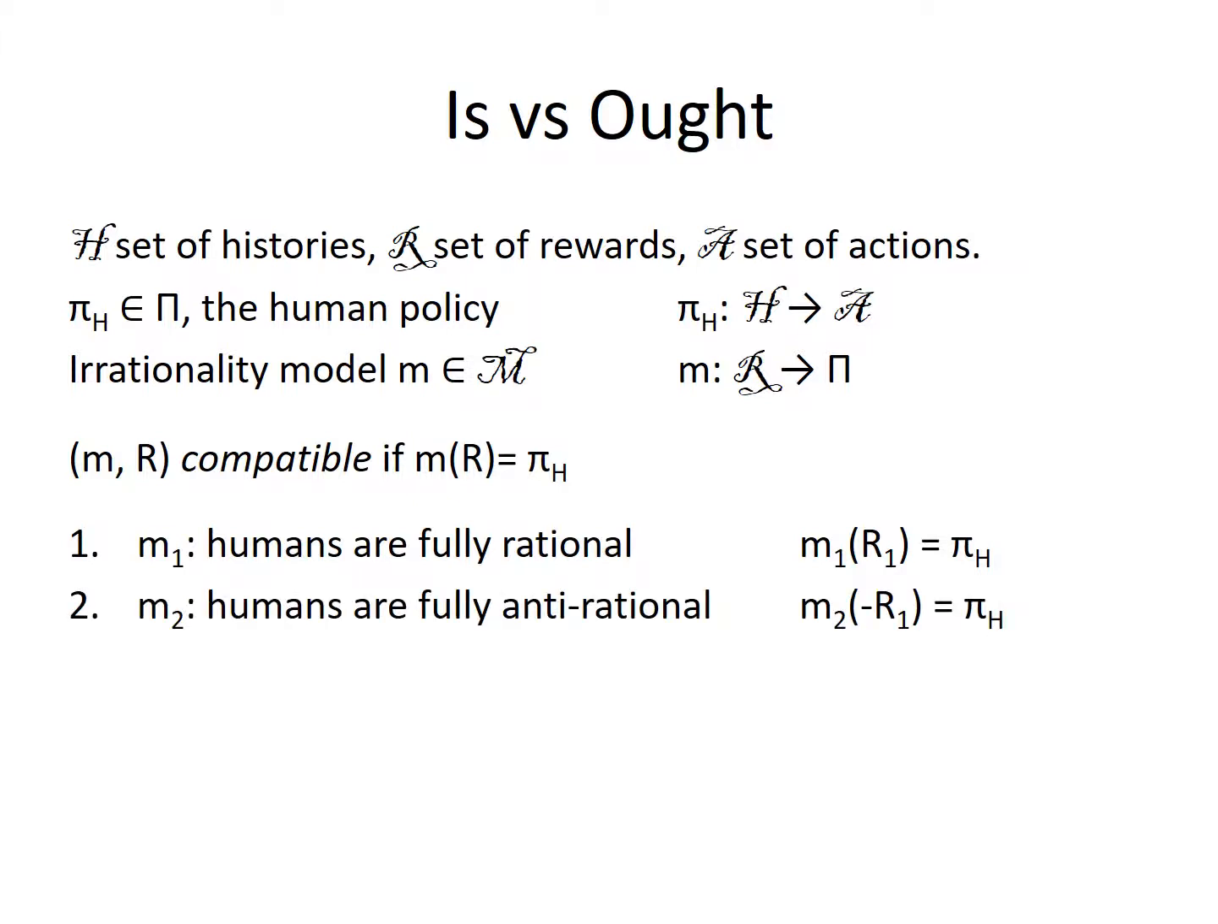Here's another one. Humans are fully anti-rational. We have all the reasoning abilities of the fully rational ones, but we always end up choosing the worst action because we're so incompetent at action choosing. In that case, it's clear that M2 of minus R1 is the human policy, where R1 is the one that corresponds with the rational model. Here's another one where the reward is irrelevant. M3 maps to the human policy whatever the reward is. We can shove in a very simple flat reward function, for instance, and it'll go to the perfect human policy.